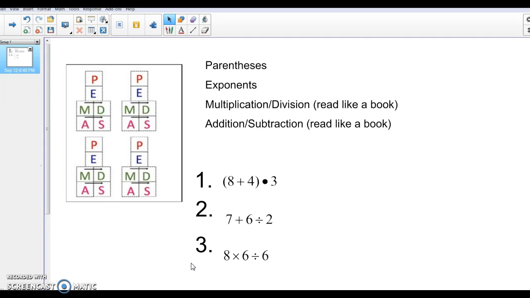We're going to talk about something called order of operations. I'm sure you might have heard about order of operations in the 4th grade, but we are going to take another deeper look into it starting here in the 5th grade.